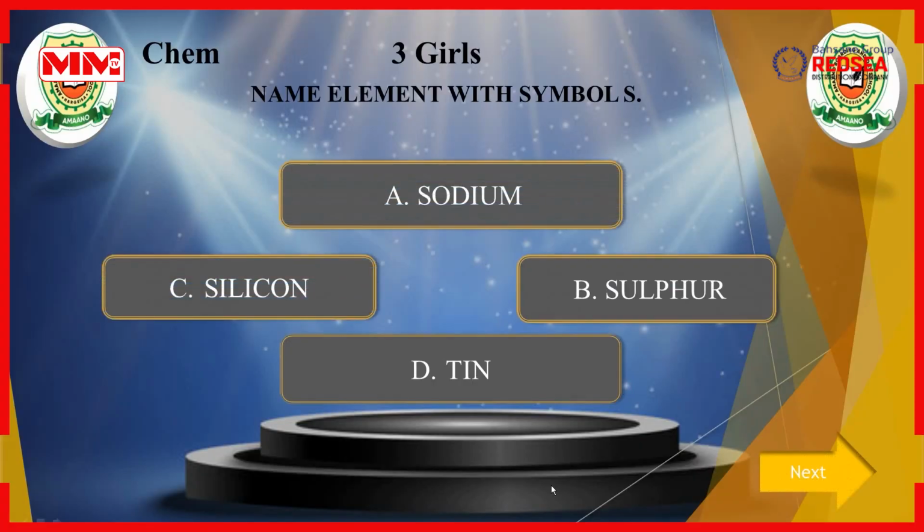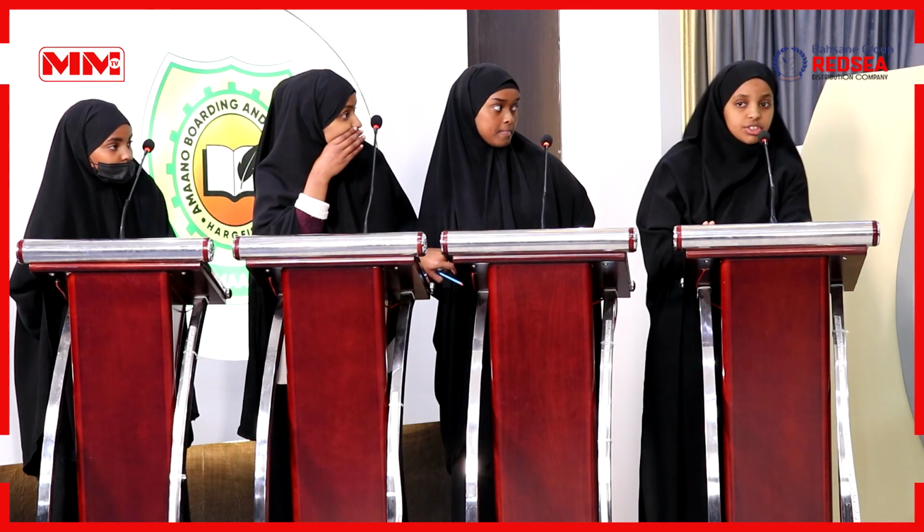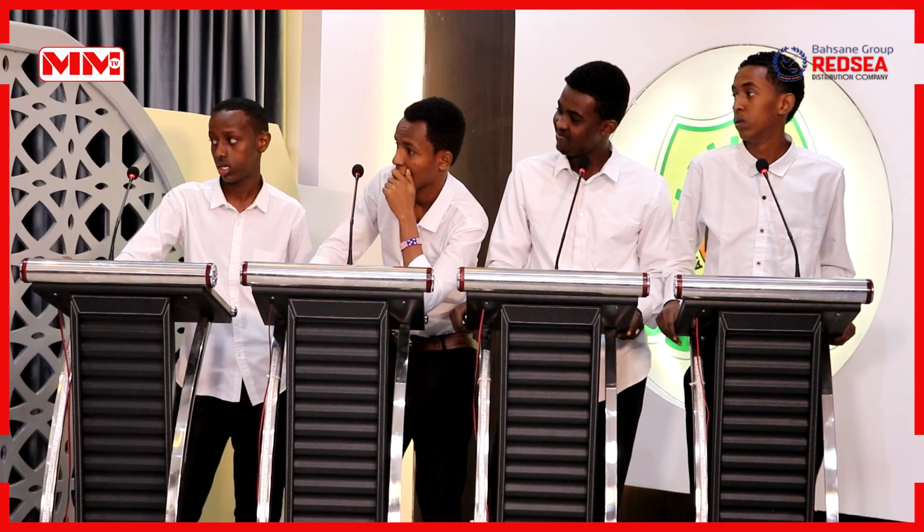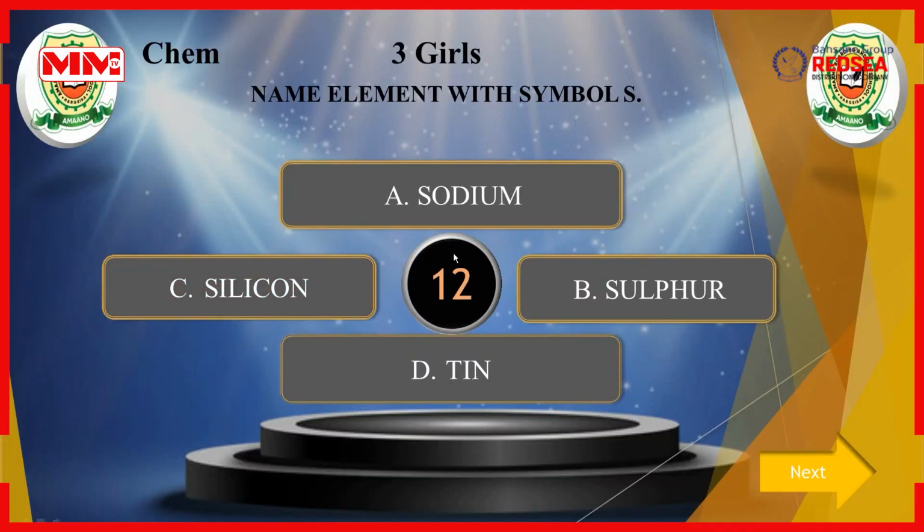Name the element with the symbol S. Yes? C. C, silicon. Wrong. B, sulfur. That's correct for the boys.